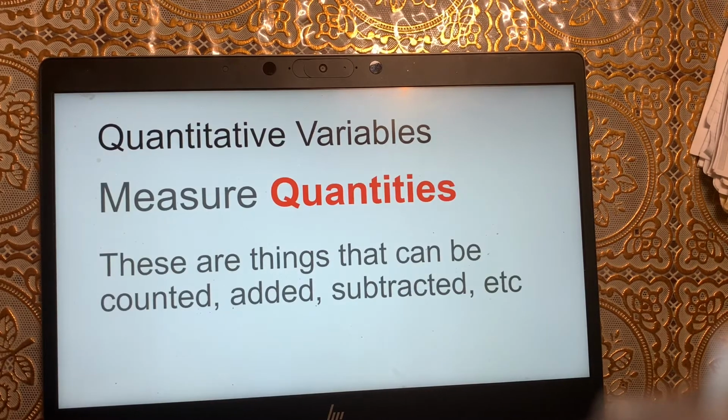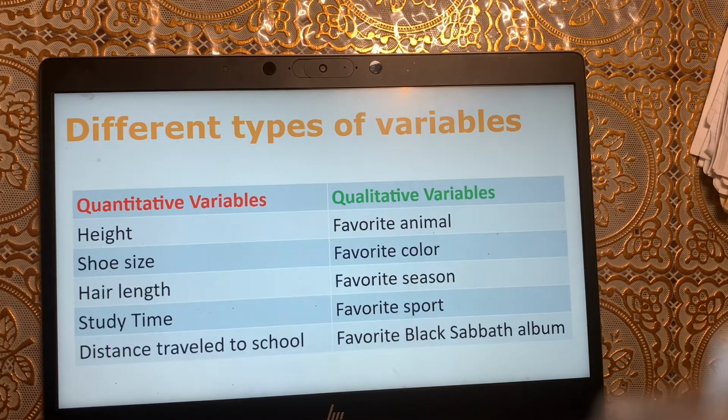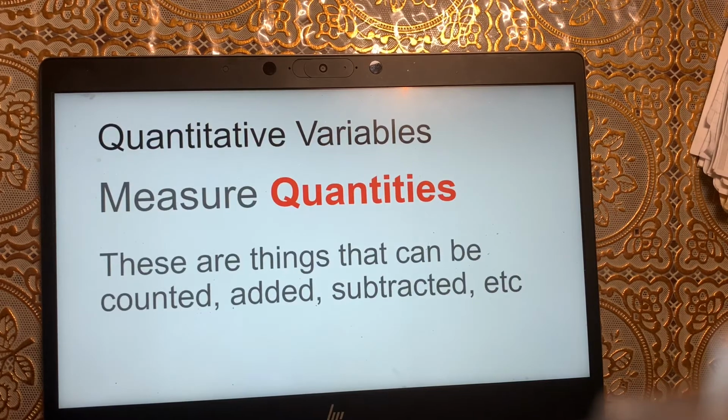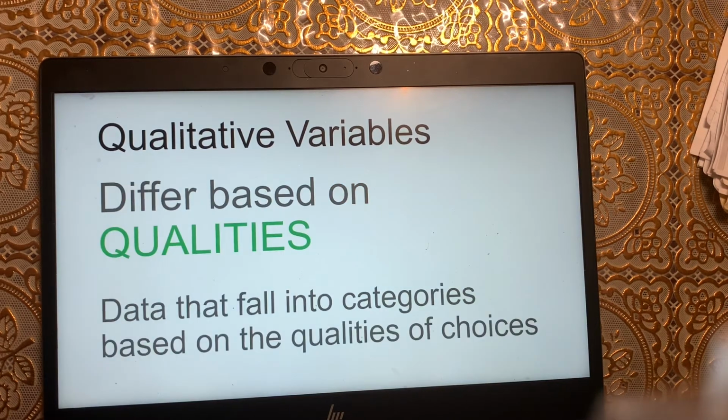When you say quantitative variable, measurement is required. You need to measure the quantities. These are things that can be counted, added, subtracted, etc. For instance, you measure height, you measure shoe size or hair length, and you count the study time. This is quantitative, but you don't measure favorite animal or favorite color. Okay, quantitative variables deal with quantities that are to be measured.